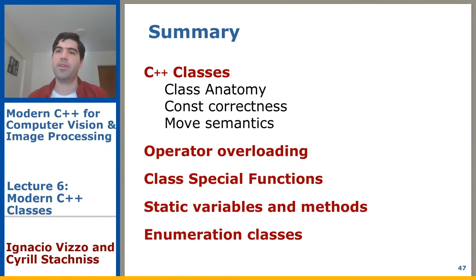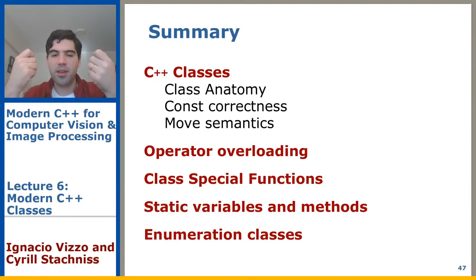And then also remember the class special functions. There are six: constructor, destructor, copy assignment operator, move assignment operator, copy constructor, and move constructor. If you define one of these six, then you need to define all of them. You can use the default flag to tell the compiler, okay, this you will define yourself. And if you find yourself relying on methods that should not be called from objects itself, you can add static variables and methods to your classes, right?